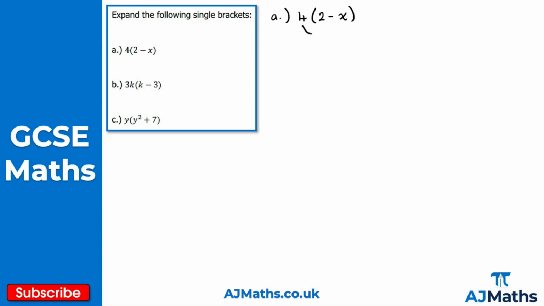So to begin with, we've got 4 times 2 here. So 4 times 2, that would give me 8. And then we take the 4 here again. We now times it by this minus x here. So don't forget, we do include the minus here. So 4 times minus x, and that would give me minus 4x there.